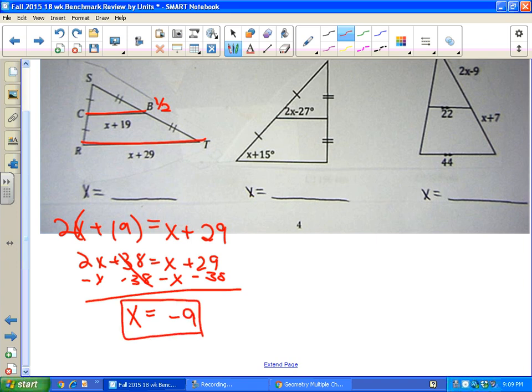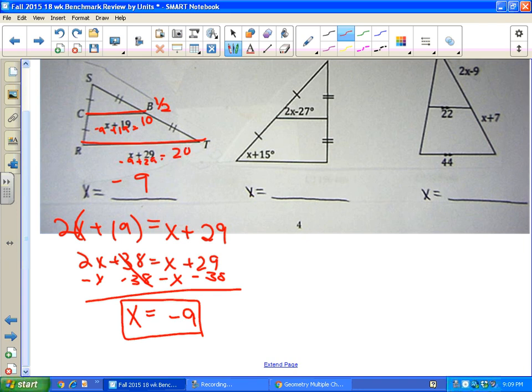I guess x can be negative 9. Is that right? Let's see, negative 9. If I put a negative 9 here, negative 9 plus 19, yep, that'd be 10. What's negative 9 plus 29? Yep, that'd be 20. Yep, 10 and 20 work, so it is a negative answer.